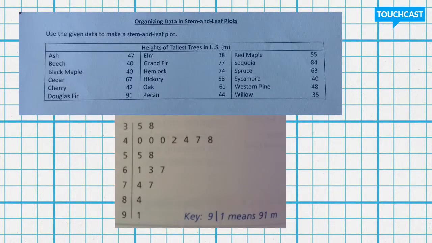In fact, in this picture that just popped up, you can see the stem and leaf plot we just created as a very nice stem and leaf plot. You see that there's a key in the bottom corner. That's not necessary, but it is very nice for people when they are reading this.